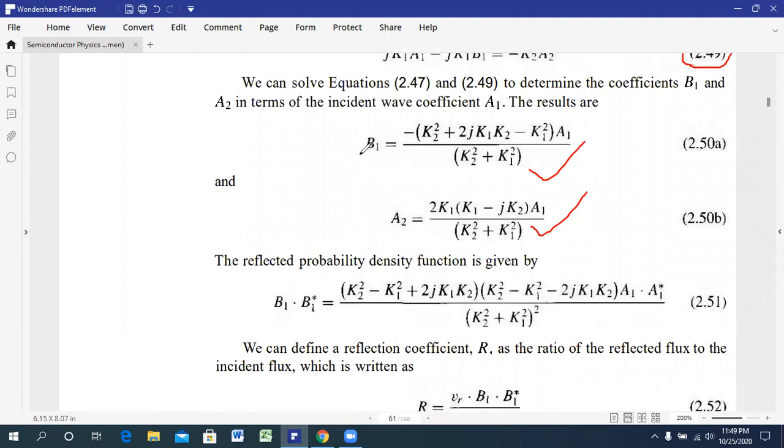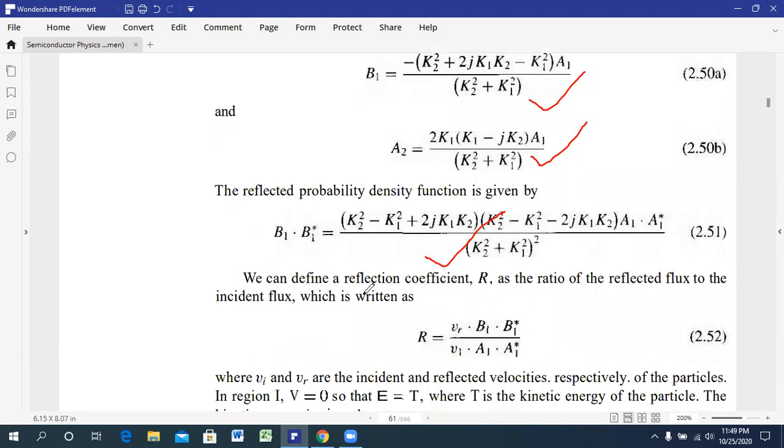Now we know B1, the reflected probability density function, that means the conjugate part. So B1 and the multiplication of B1 and B2 conjugate, that means B1 conjugate means this j value should be minus and the rest of the value should be the same. So then our equation should look like this. I am not deriving the mathematical part. If you face any problem deriving this mathematical part, we can discuss these things in the problem solving class.